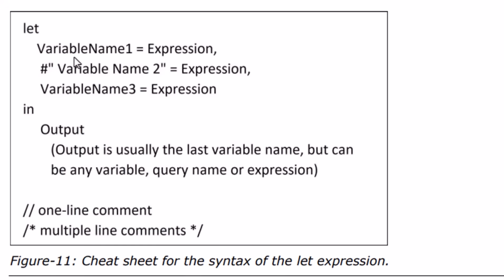The identifier, if it doesn't have spaces, you just type it out, equals some expression, comma. If you have spaces, you have to use that syntax, equals expression, comma. At the end, we have the third identifier, the expression, and then no comma and in. Everything after in is the output.